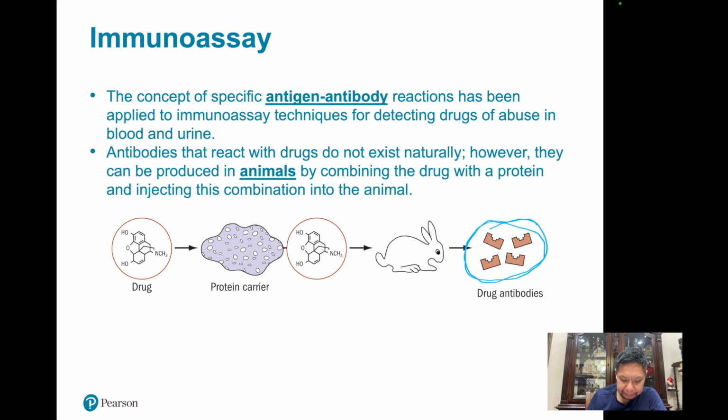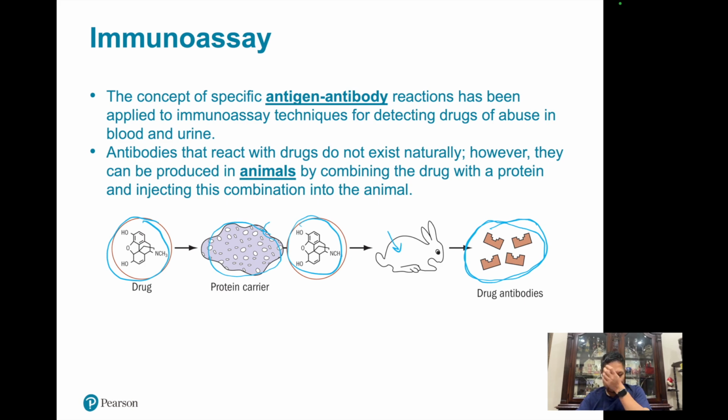that will detect drugs. Say you have a drug molecule, any kind of drug molecule, and what you do is attach a protein carrier to it. When you attach a protein carrier to it, you can inject it into a rabbit, and the rabbit will make protein antibodies. Then you can use those antibodies to detect the presence of drugs in blood, in urine, all kinds of body fluids that are from humans.